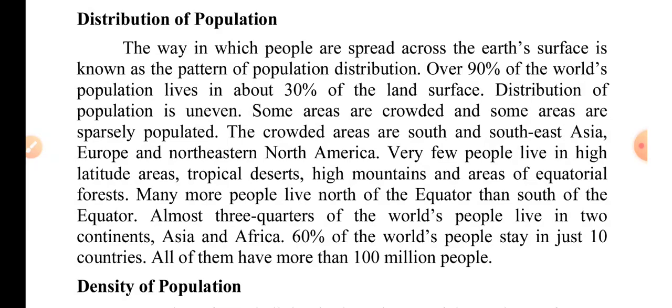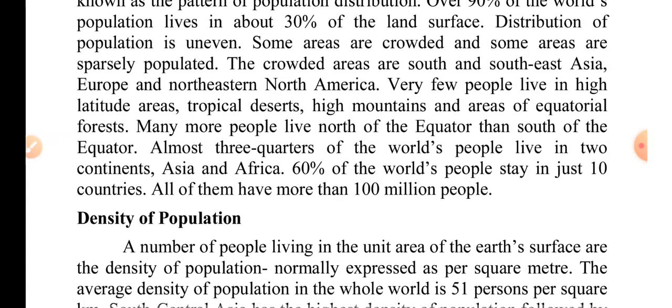The crowded areas are South and Southeast Asia, Europe, and Northeastern North America. Very few people live in high latitude areas, tropical deserts, high mountains, and areas of equatorial forests. Many more people live north of the equator than south of the equator. Almost three-quarters of the world's people live in two continents, Asia and Africa. 60% of the world's people stay in just 10 countries, and all of them have more than 100 million people.